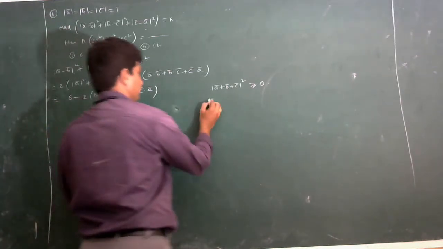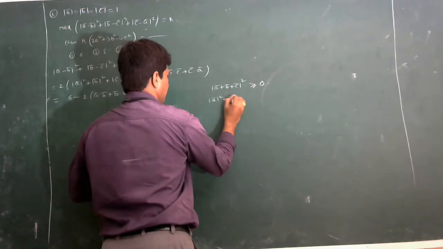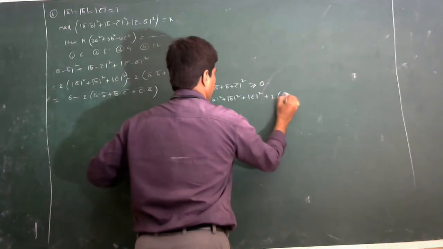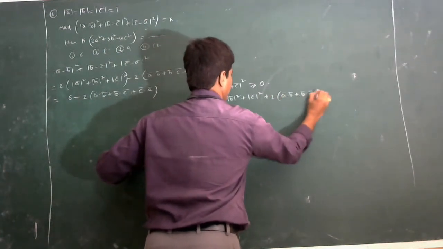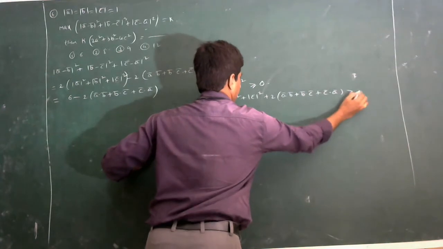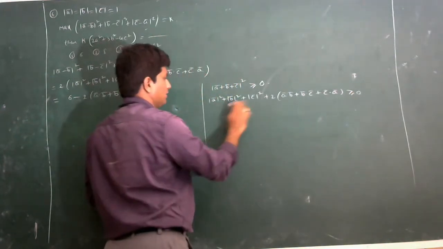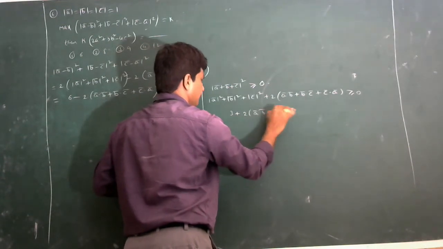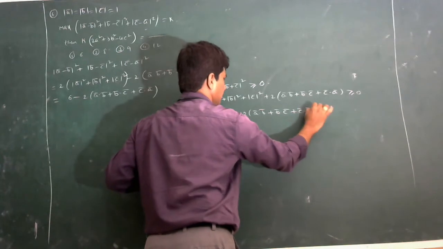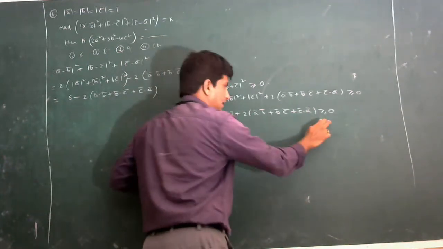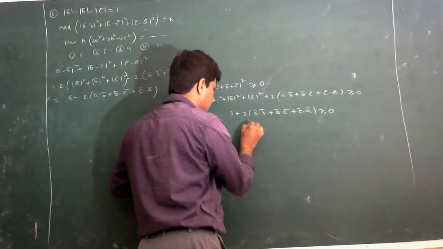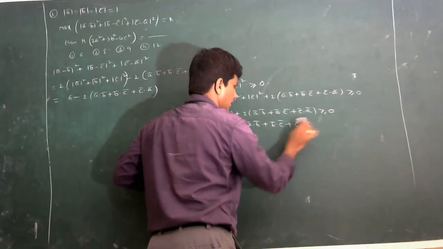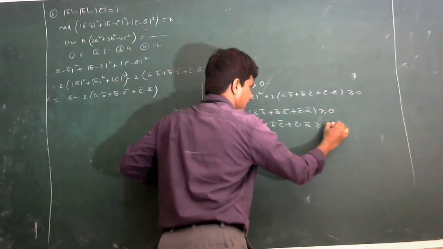Now expand this. This is mod A square plus mod B square plus mod C square plus, take 2 common, you will get A dot B plus B dot C plus C dot A, greater than or equal to 0. What is this value given? 1. 1 plus 1 plus 1, 3. So this is 3 plus 2 into A dot B plus B dot C plus C dot A is always greater than or equal to 0. Take the 3 to the right side, you will get minus 3. Take the 2 to the right side, you will get by 2. That means A bar dot B bar plus B bar dot C bar plus C bar dot A bar is always greater than or equal to minus 3 by 2.